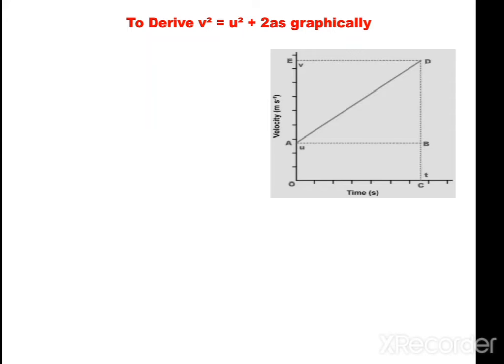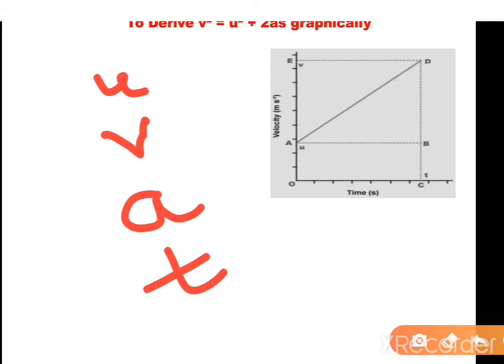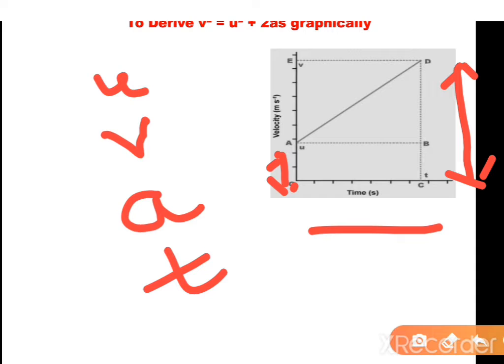Okay, the next equation of motion is v square is equal to u square plus 2as. Here also we are going to consider a body initially moving with initial velocity u and attains a final velocity v, produces an acceleration a in time t. So that is what is represented on this graph you can see here. OA is the initial velocity, DC is nothing but the final velocity, and this is the time axis.